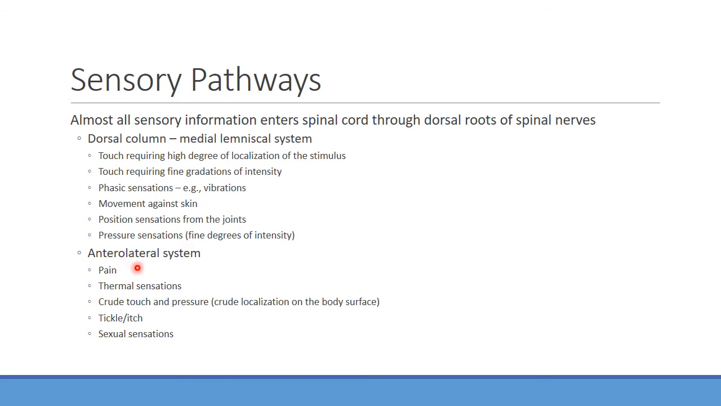On the other hand, you have the slower anterolateral system. This is good for things like pain, thermal sensations, crude touch and pressure. The itch reflexes and tickle reflexes come from here. And then also sexual stimulation will come through this anterolateral pathway. So some pictures here will make more sense.